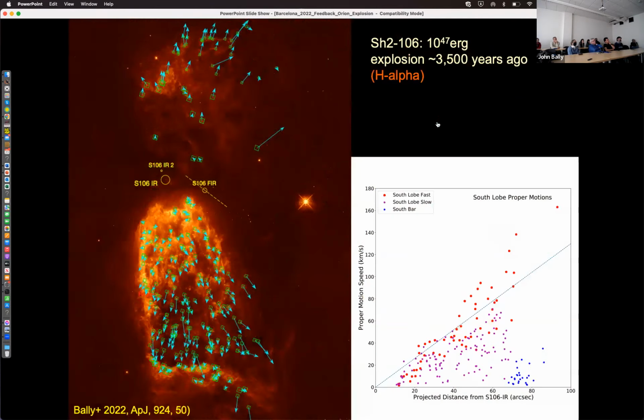And finally, our most recent result, just published this year, Sharpless 106, where we see a Hubble flow proper motion field in the nebular ejecta with speeds reaching 150 kilometers per second. This is not thermal expansion of an H II region. This, we think, is an explosion that happened 3,500 years ago that's been subsequently ionized by the central O9 star, which is still highly embedded, S106 IR.